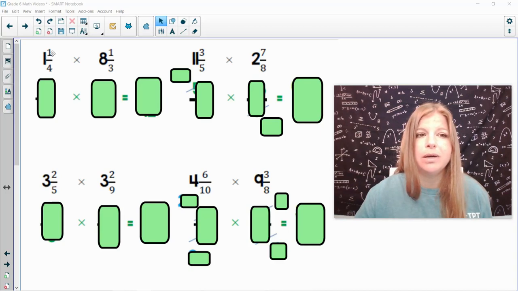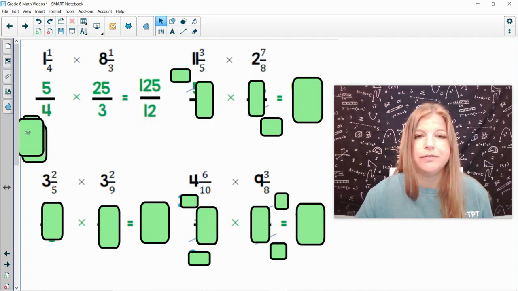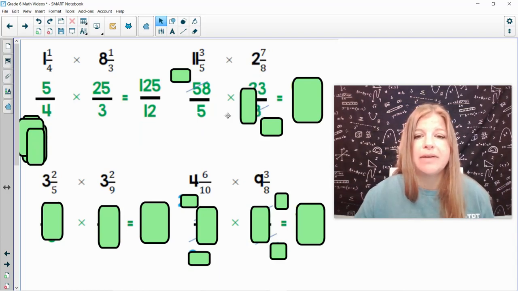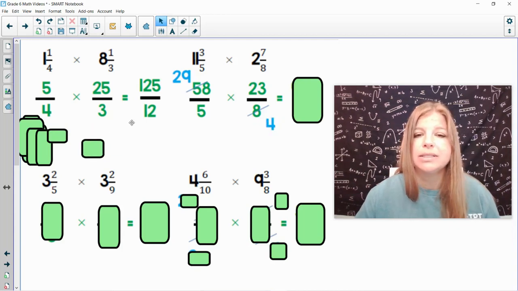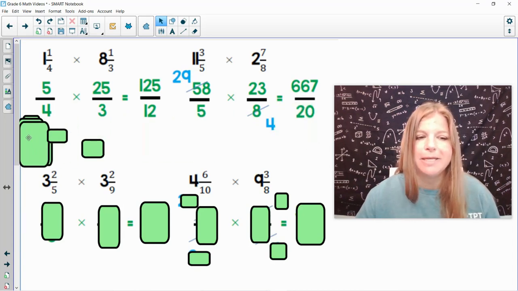1 times 4 is 4, plus 1 is 5, so that's 5/4. 8 and 1/3. 3 times 8 is 24, plus 1 is 25/3. Cross multiply. 5 times 25 is 125. 4 times 3 is 12. 11 and 3/5. 5 times 11 is 55, plus 3 is 58/5. 2 and 7/8. 8 times 2 is 16, plus 7 is 23/8. I can cross simplify 58 and 8 by 2, which will then make it 29/4. 29 times 23 is 667, and 5 times 4 is 20.